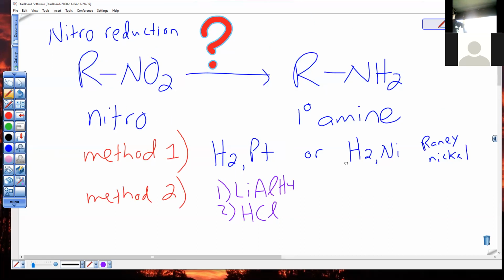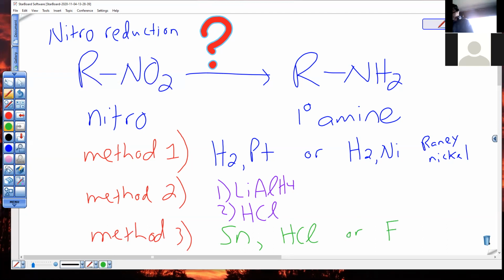That's method 2. In method 3, you tried the first 2, you couldn't get them to work. I know it's a lecture course, they always work. Yeah, good argument. You can use metallic tin and hydrogen chloride. Or you can use metallic iron and hydrochloric acid. There you go. I think that's a good list. I said we'd have 4. There's really 5 here if you count.